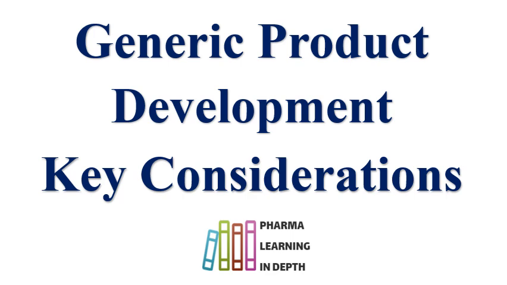Key considerations are selection of API, selection of raw materials, selection of manufacturing process, RLD characterization, bioequivalence studies, and making the robust manufacturing process. These are the key considerations for generic pharmaceutical product development.